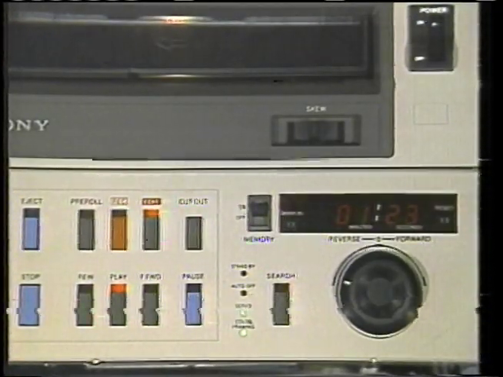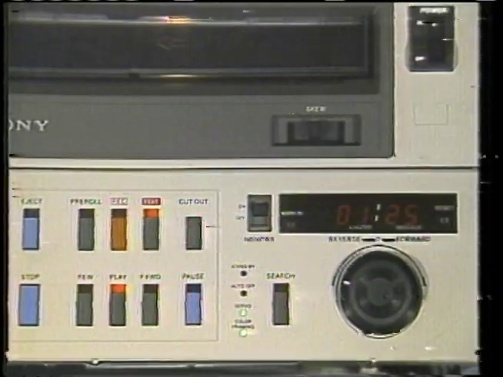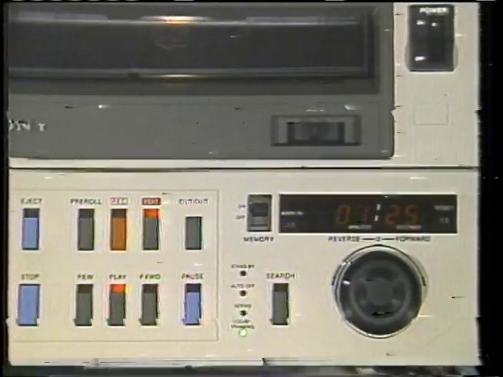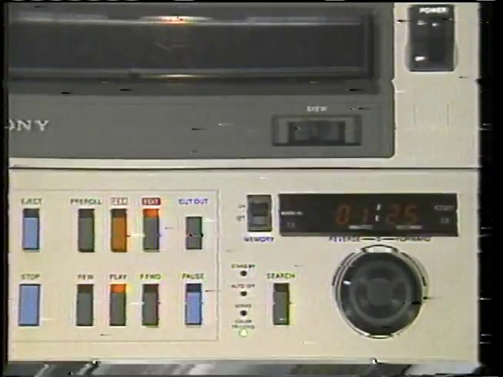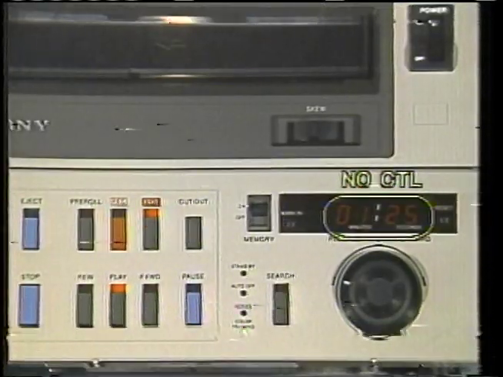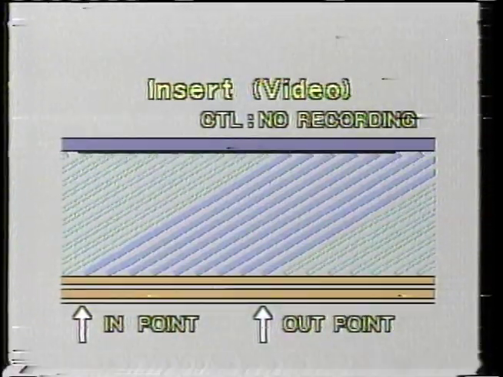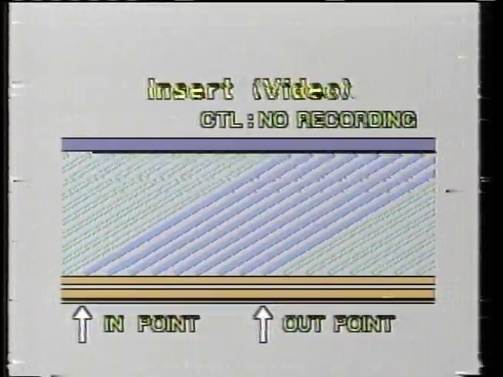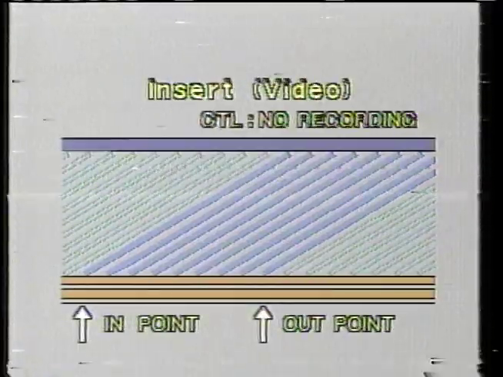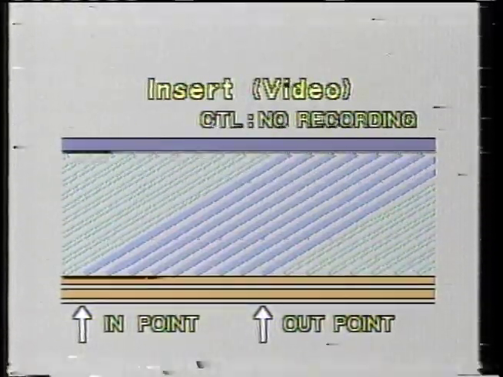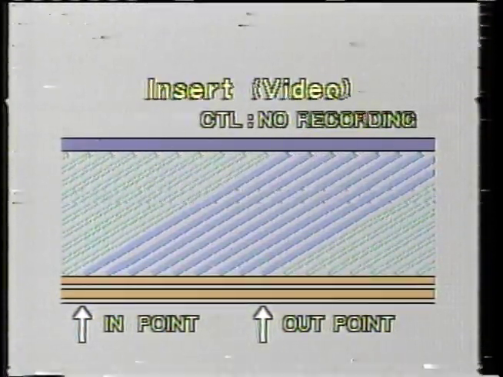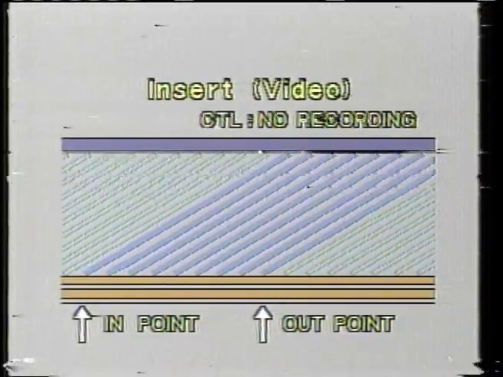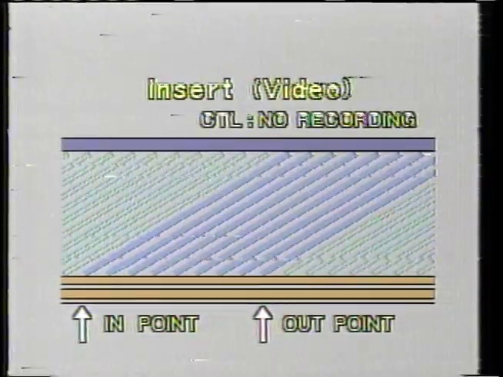It is also different from the assemble edit, because it doesn't record the CTL signal, and therefore the insert edit process should not be performed on blank tapes. When using the insert edit function, the CTL signal is used as it was recorded, and the signals across the whole width of the tape cannot be erased, as under normal recording conditions. It is only necessary to erase the replaced parts of the video track that run diagonally.